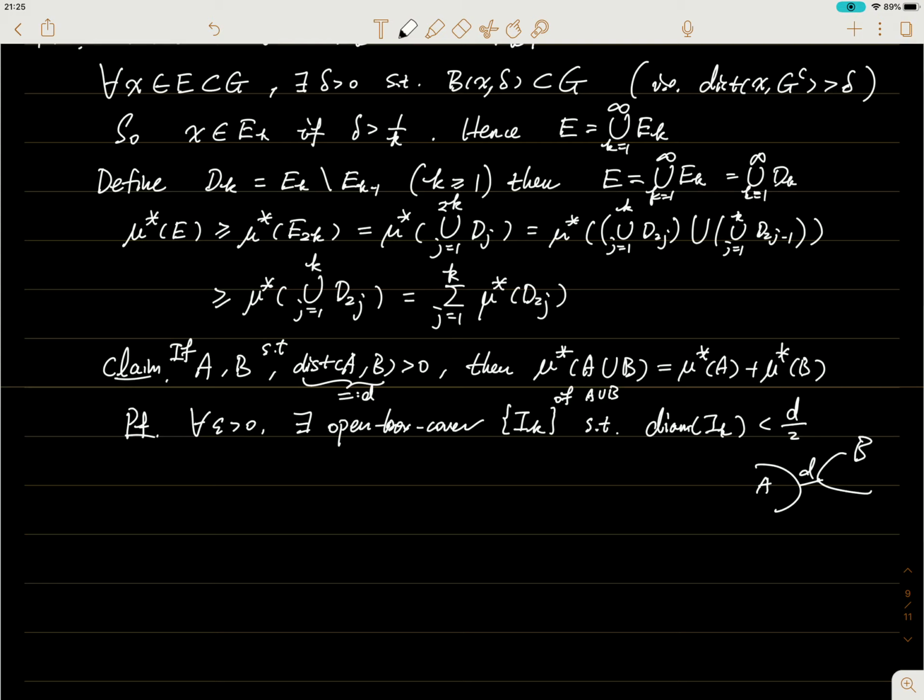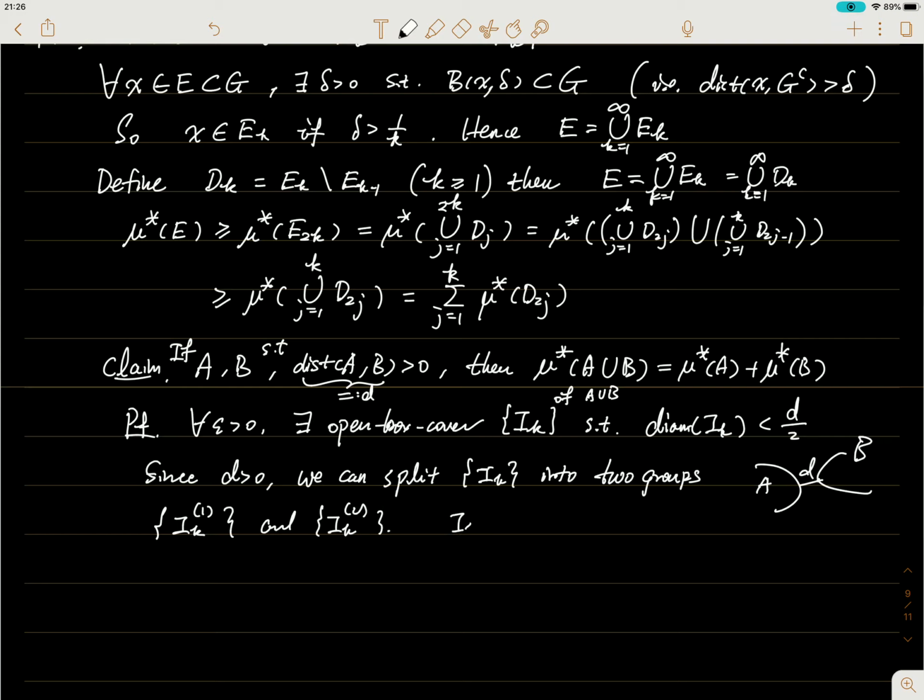So I can partition these I_k's into two groups. So one group only overlaps with A. The other group only overlaps with B. So we know that since this D is greater than 0, we can partition or split this open box cover into two groups, which we call I_k1 and I_k2.